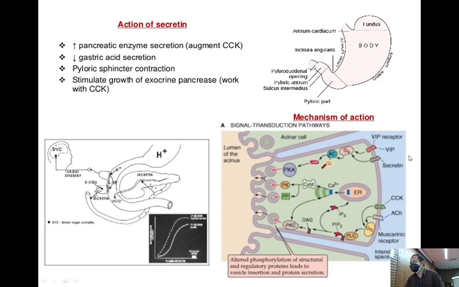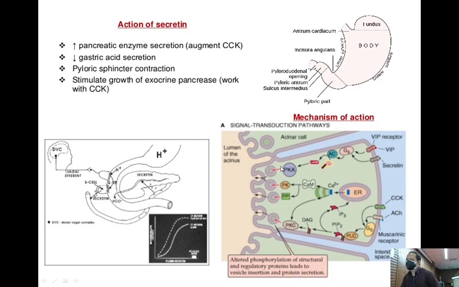But in the case of secretin, it binds to the cells. In this case the cells would be the ductular cells and the centroacinar cells in the pancreas. And again G proteins are stimulated, and that results in the stimulation of adenyl cyclase, and finally the activation of protein kinase A. Again, this also helps in the insertion of these vesicles.